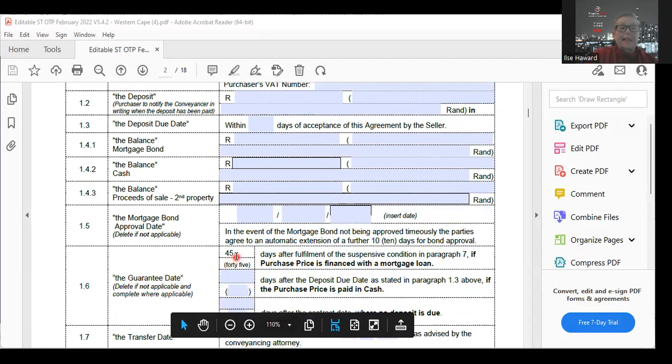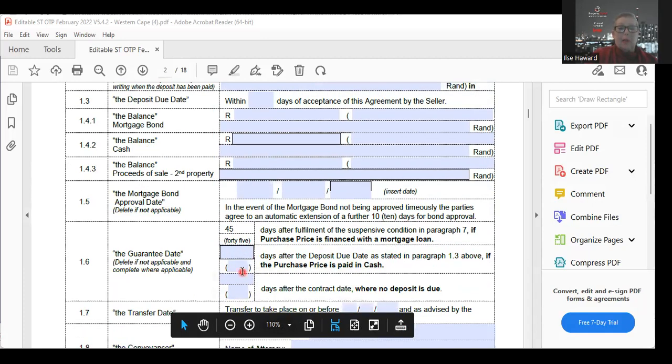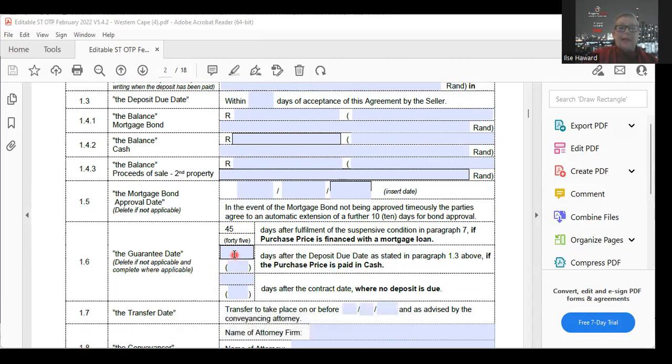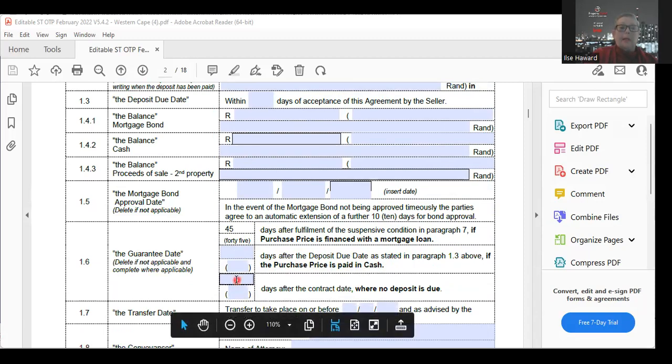1.6, 45 days, years full in already. That's when there's a mortgage loan for the guarantees. If it is a cash deal, it comes in there. That is if there is a deposit. The third one here is where no deposit is due.